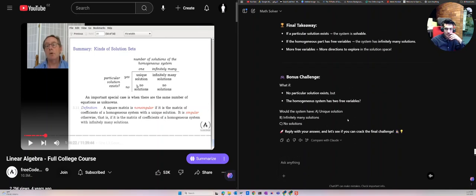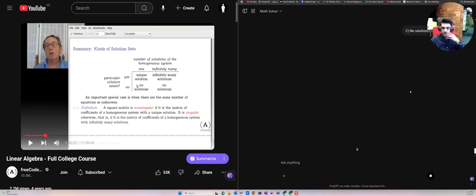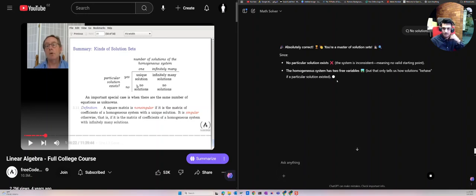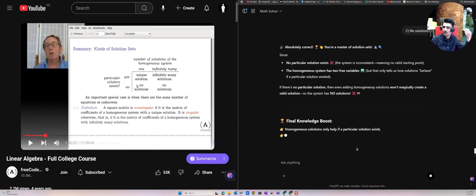Bonus challenge. What if no particular solution exists, but the homogeneous system has two free variables? So since there is no particular solution, there is no solution. That's easy. The system is inconsistent, meaning no valid starting point.